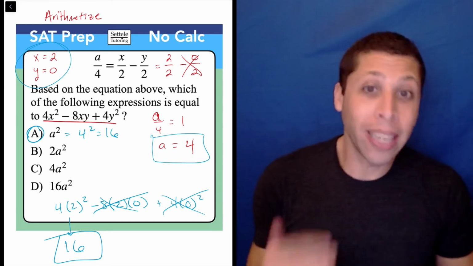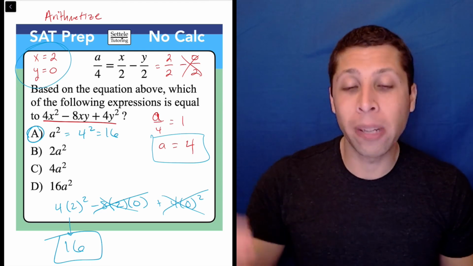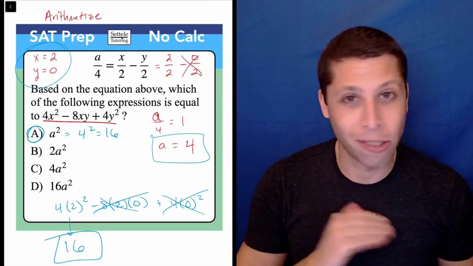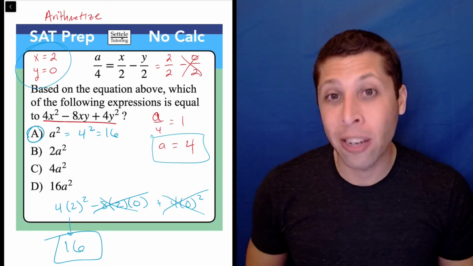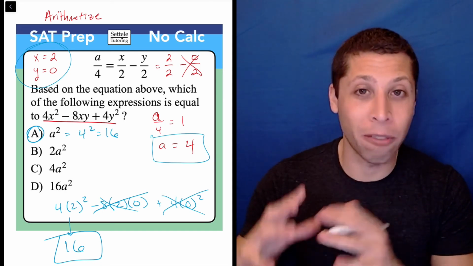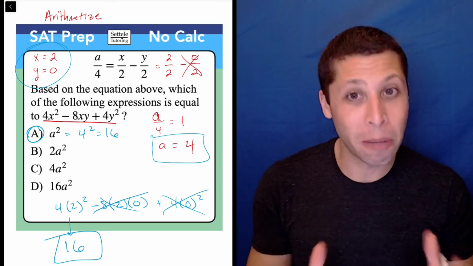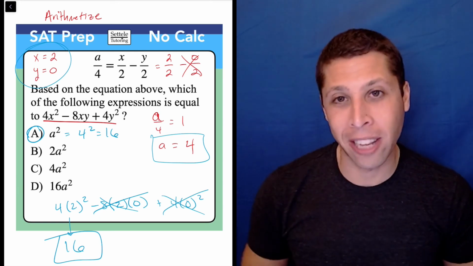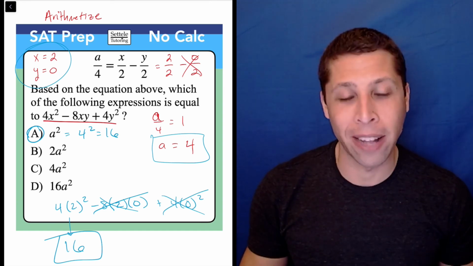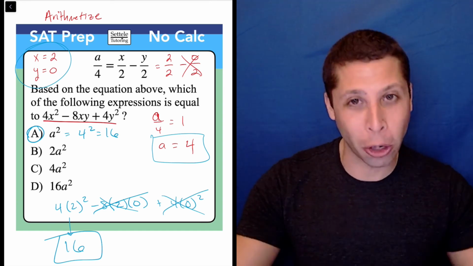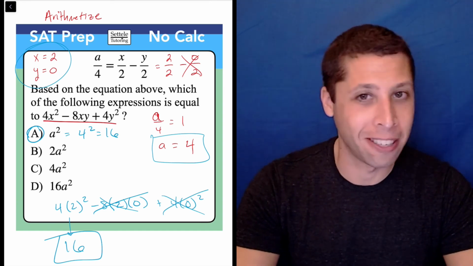That method right there, it may seem confusing at first, but it is by far the best way to answer this question. So I highly recommend you watch my video lesson on avoiding algebra. It includes a discussion of this arithmetize strategy. Go to setteletutoring.com, click on math, and you'll find it pretty easily. And hopefully you can start incorporating this strategy into your SAT process.